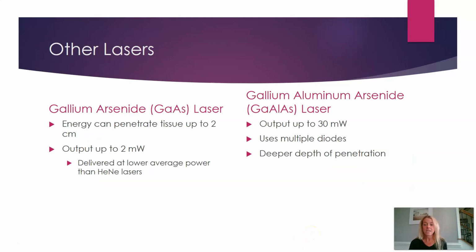There are a couple of other types of lasers. I did see some helium-neon lasers, but there are a few other types as well. Gallium arsenide lasers penetrate a little bit deeper, have a little bit higher output, up to about 2 milliwatts, and they are delivered at a lower average power. So they're actually able to deliver a decent amount of energy without as much power. There's also gallium aluminum arsenide lasers, which have a much higher output. They do use multiple diodes, and they are able to get a little bit deeper with their penetration.